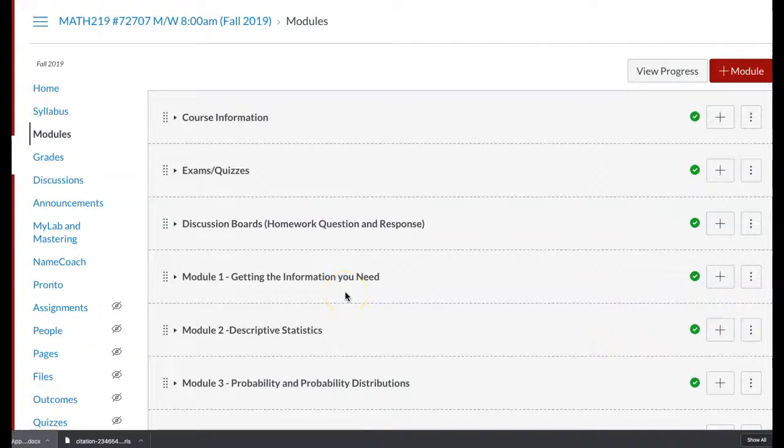I'm going to take you through my course structure first. Second, I'll show you some of the supports I built into the course to support students. And third, I want to look at activities that I use to try to connect to their lives.